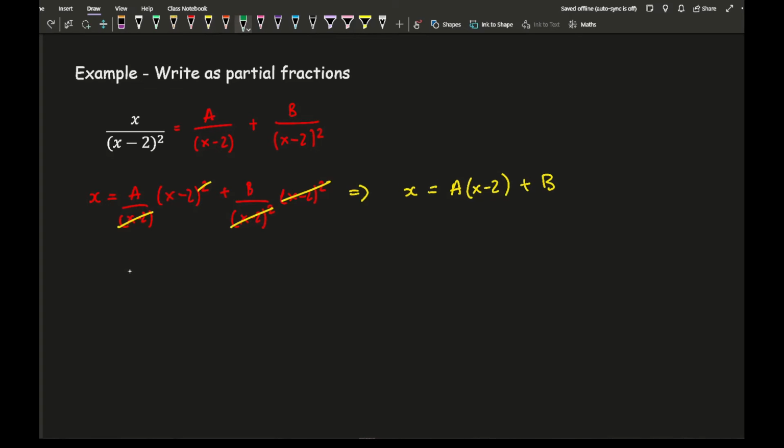Now from this, I'm going to let x equal 2. When x equals 2, I end up with 2 equals... the a(x minus 2) is going to disappear, I'm left with b, so b equals 2.